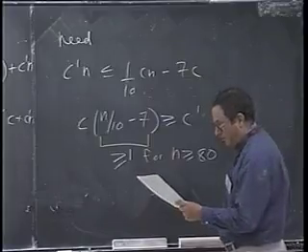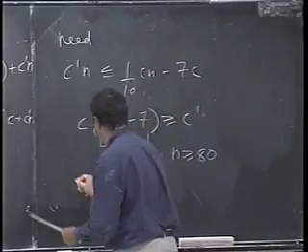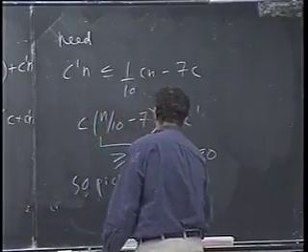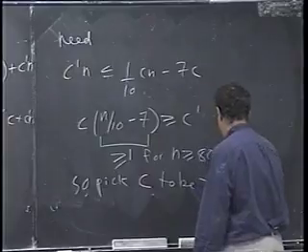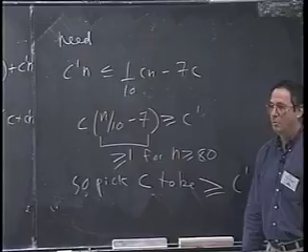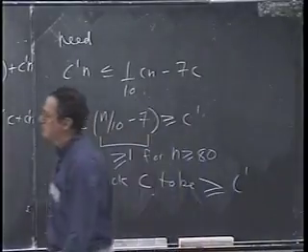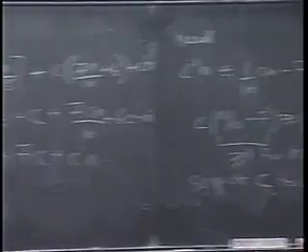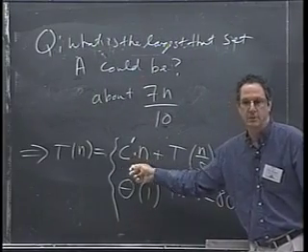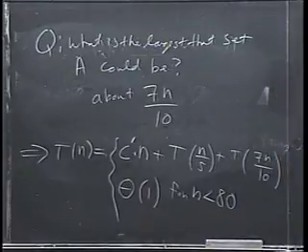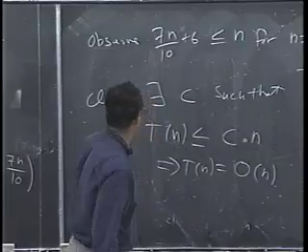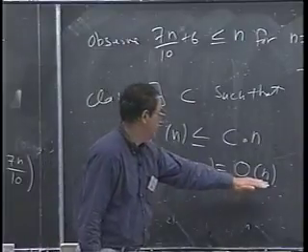So all I have to do is pick C to be, well, I'll make it even strictly bigger, somebody's going to ask me if I don't, greater than or equal to C prime. Whatever the C prime is that came from all the other work, the non-recursive work in the algorithm, just make C that size or bigger. And then everything works out. And we have shown that T of n is big O of n.